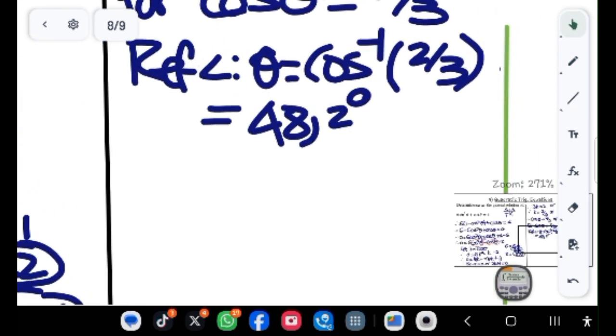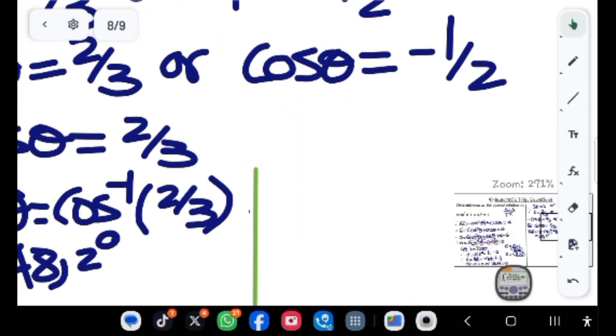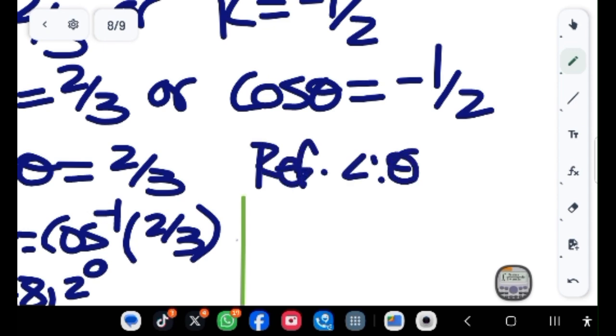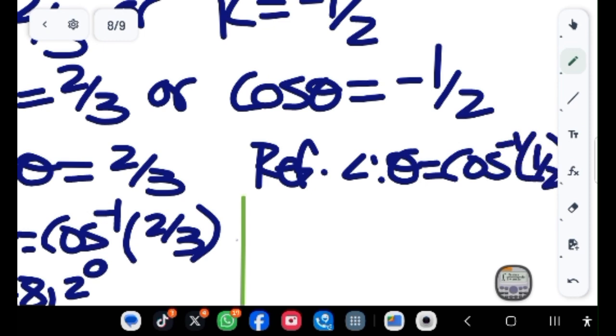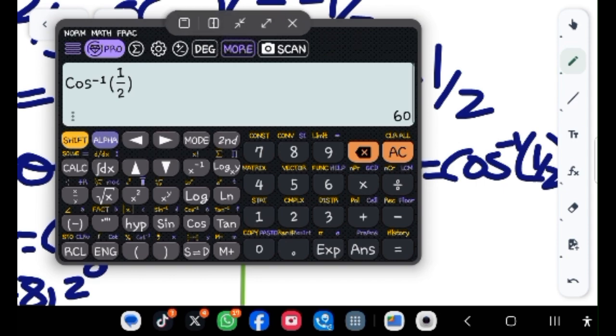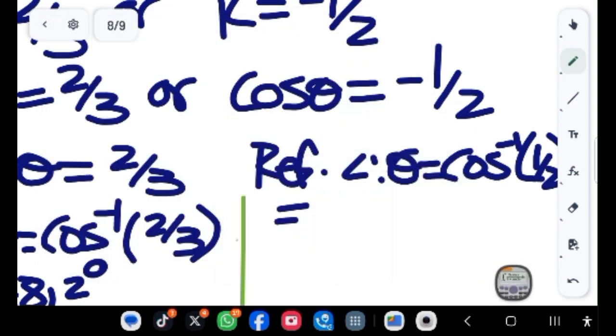Now the reference angle for the other one. The reference angle for this one is theta equals cos to the minus 1 of positive 1 over 2. Remember, you must make sure that you use the positive version. So let's find for 1 over 2. And that gives us 60 degrees. So we've got two reference angles.